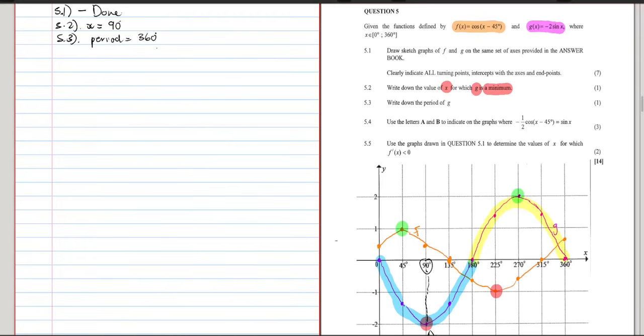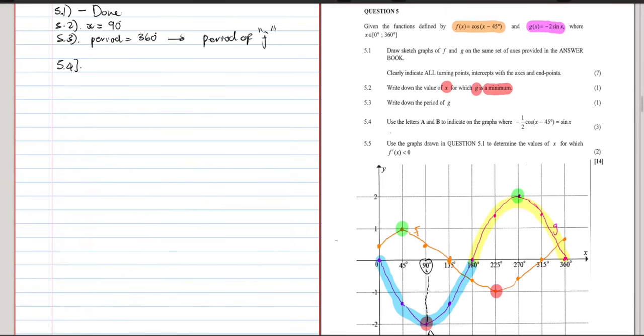All right, but now I have another question for you. Maybe try answering this one in the comment section. What is the period of the f function? Let me know in the comment section.